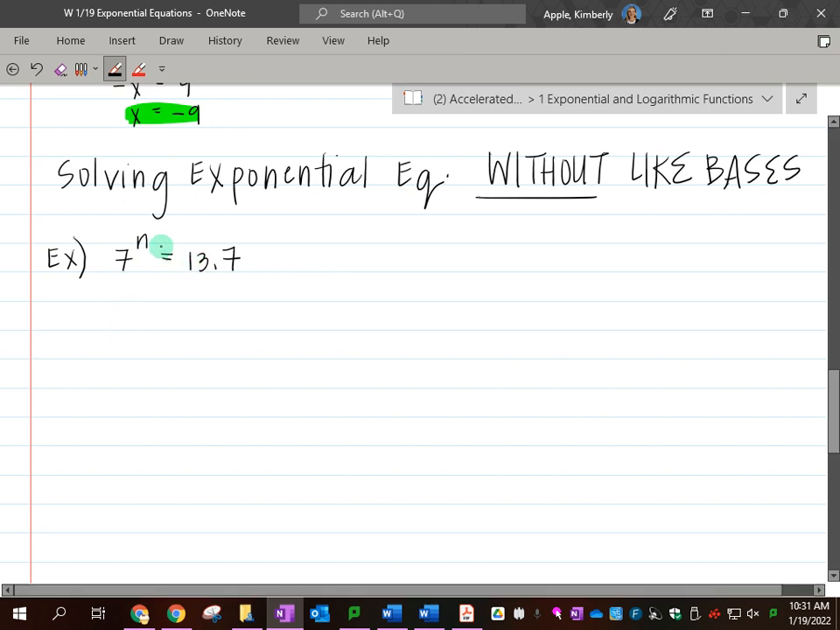So what we're going to do is I'm going to do it and I'm going to explain why I did it, okay? I'm going to take the natural logarithm of both sides. Remember, I can do whatever I want as long as I do it to both sides. So I just took the natural log of both sides. So remember the power rule where any exponent swings out front? Well, we can rewrite this as n times the ln of 7 equals the ln of 13.7. Remember we were expanding and condensing. Any logarithm with a power inside can come out front as being multiplied.